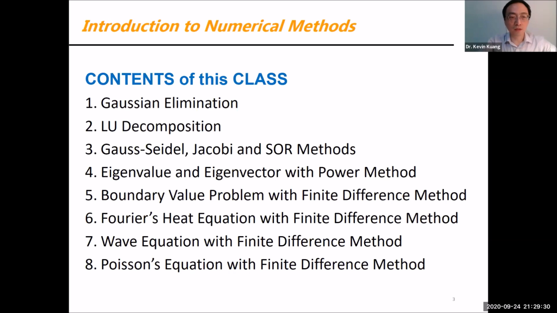And the fourth method that we looked at is the use of power method to obtain the eigenvalue and eigenvector of a system of linear equations. Okay, after which we will start to look at this method called the finite difference method. After we've looked at the boundary value problem, we will then look at the three classical partial differential equations, which we will use finite difference method to solve.